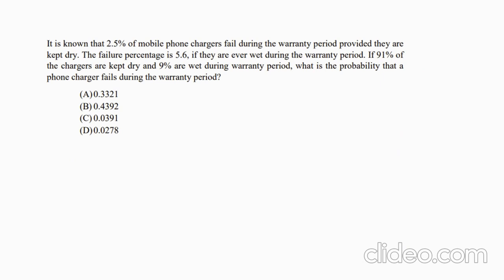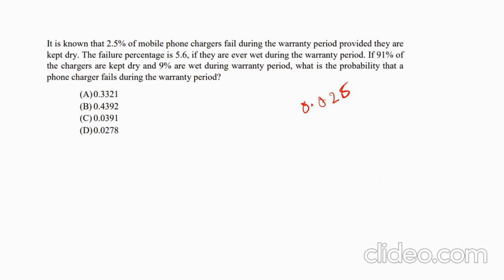So the next question we have here is that it is known that 2.5% of the mobile phone chargers fail during the warranty period. So we have one warranty period, let's say 1 year or 2 years, whatever is given. So 2.5% of the mobile chargers fail during that warranty period. So the probability, let's say, will be 0.025, right? Now the failure percentage is 5.6% if they are wet during the entire period.